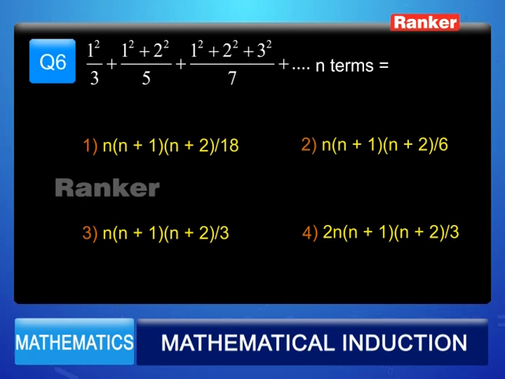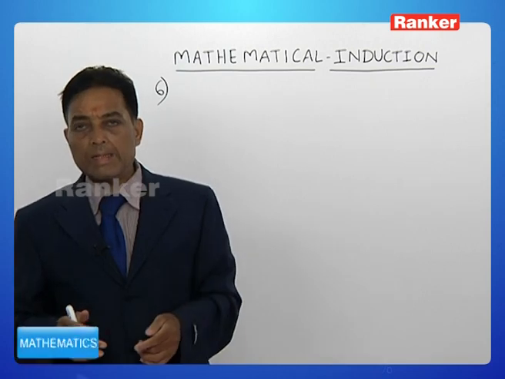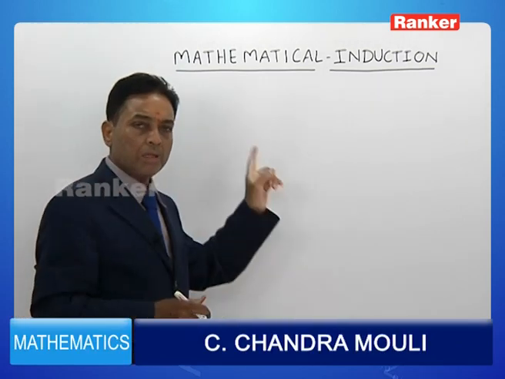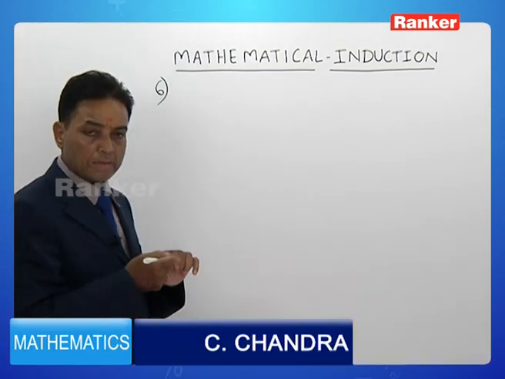First option: n into n plus 1 into n plus 2 by 18. Second one: n into n plus 2 by 6. Third one: n into n plus 1 into n plus 2 by 3. Fourth one: 2n into n plus 1 into n plus 2 by 3. Let us see what is the right answer and right option for question number 6. So, I will write the question now.